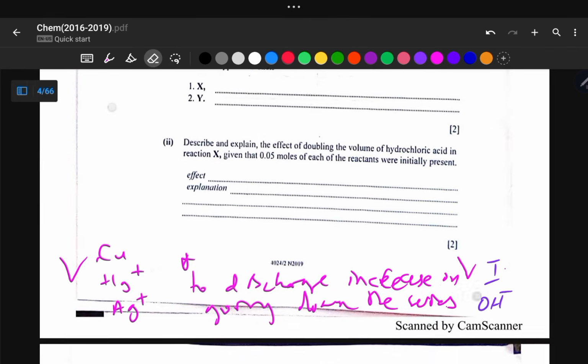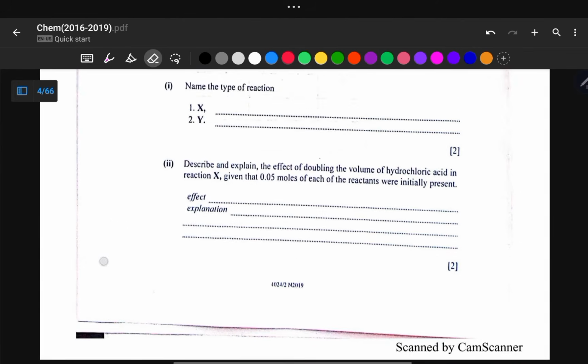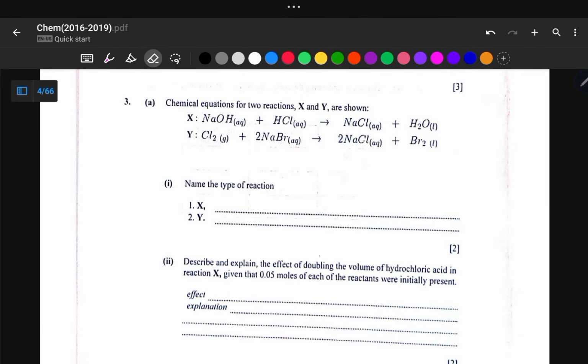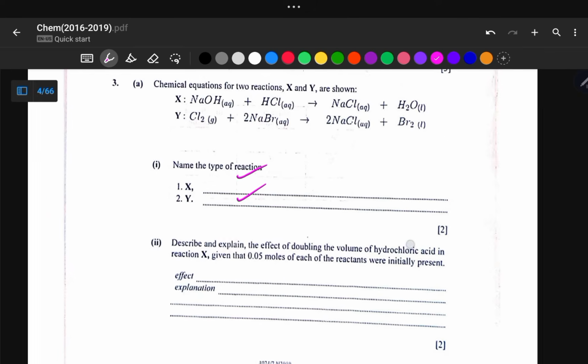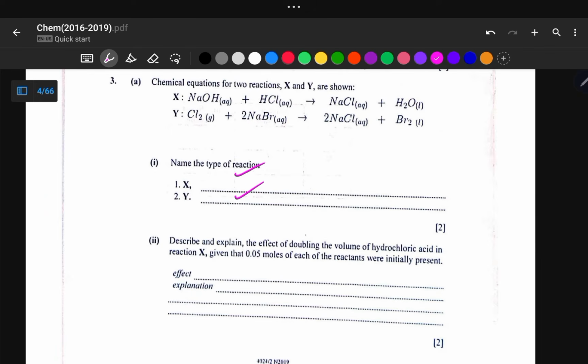So we are now on number 2. This is neutralization, and this is a displacement reaction, right? And then describe and explain the effect of doubling the volume of hydrochloric acid to the reaction X, given that we are given that 0.05 moles of each of the reactants were present, right?